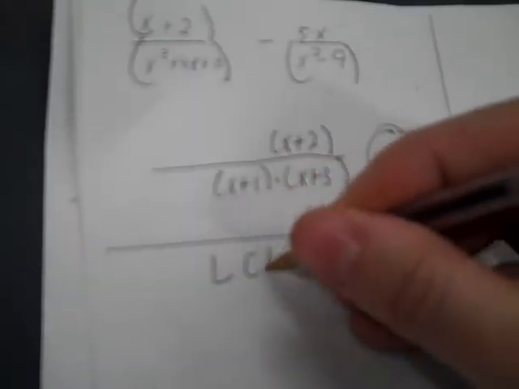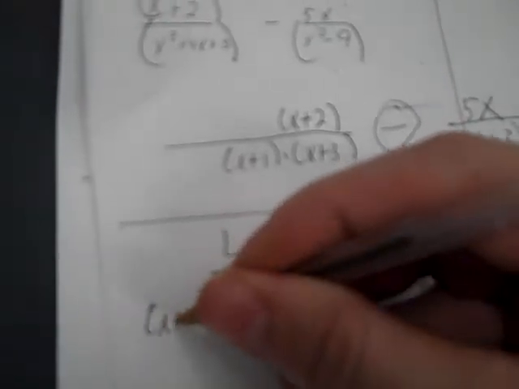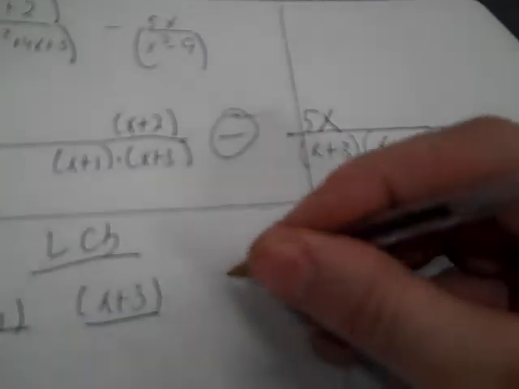Okay, LCD. Well, I've got x plus 1 as a denominator factor. I've got x plus 3 as a denominator factor. Another x plus 3 and then x minus 3. So x plus 1, I'm at 1 and 0. So I need to make sure this gets an x plus 1.